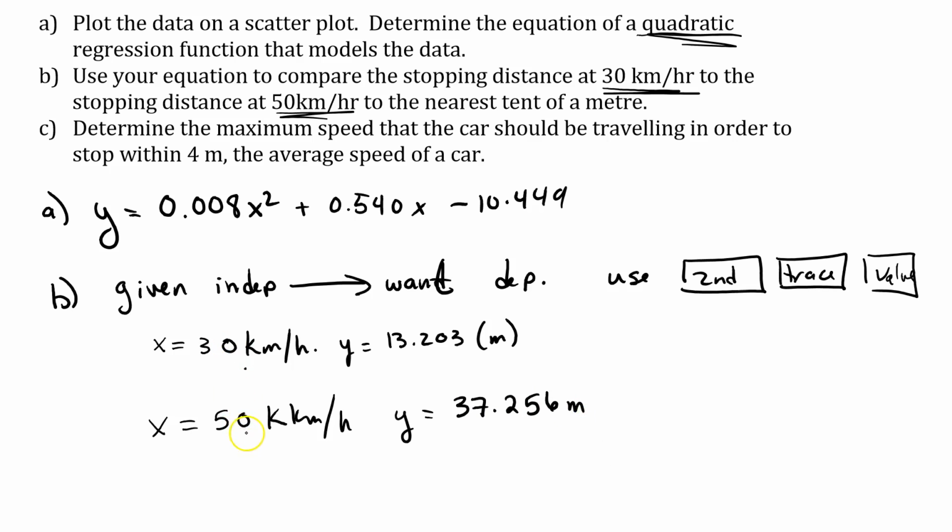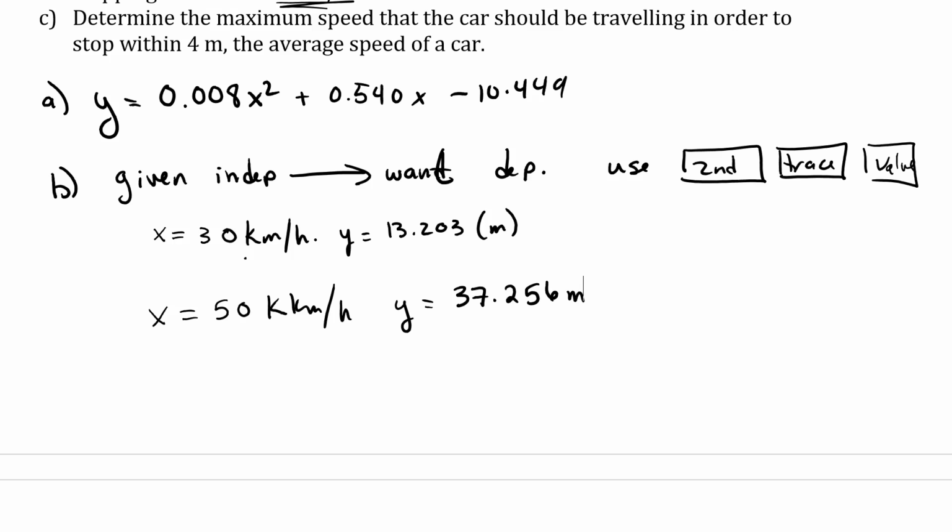Now let's analyze this for a little bit. 50 is less than double of 30, but the stopping distance needed is more than double. So we know that it's not necessarily a linear relationship, because if it was, it would go up proportionally. Last but not least, determine the maximum speed that a car should be traveling in order to stop within 4 meters. This should be the average length of a car. Which makes sense, because if we need to stop within a safe distance, let's see what speed we should be going.